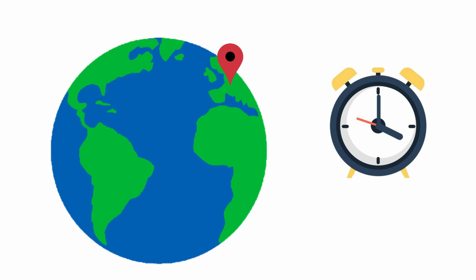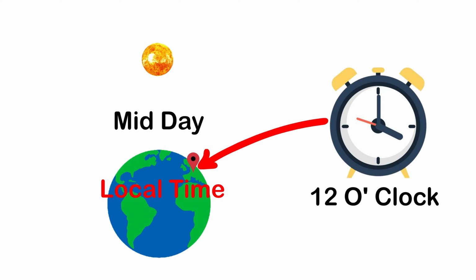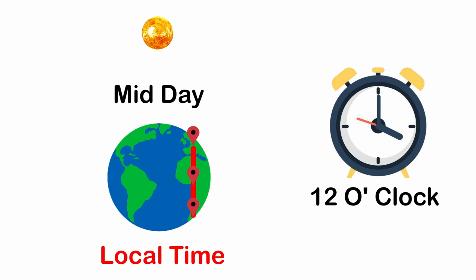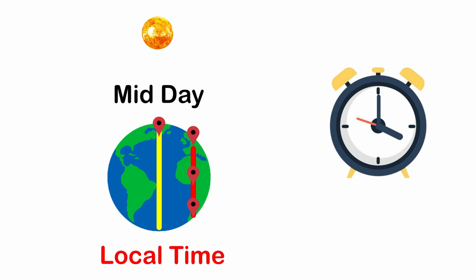At any place, a watch can be adjusted to read 12 o'clock when the sun is at the highest point in the sky. That is when it is midday. The time shown by such a watch will give the local time for that place. You can see that all the places on a given meridian of longitude have the same local time. The local time of places which are on different meridians are bound to differ.